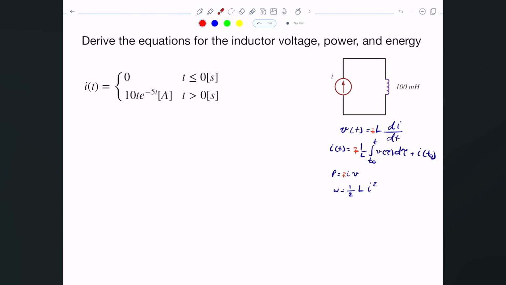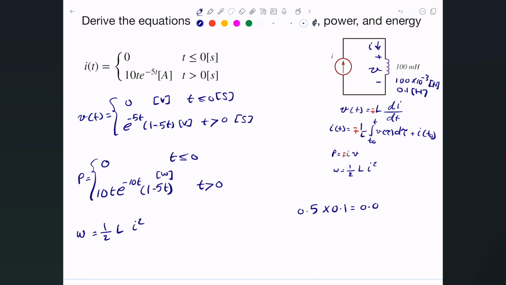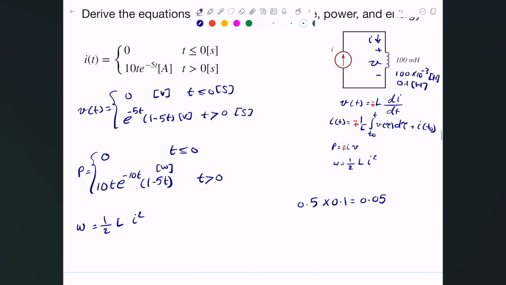How about the energy? W is simply one half of L times I squared. I squared also has ranges, so we first figure out what half of L is. I'm going to multiply 0.5 times 0.1, which is simply 0.05. Then 0 squared is just 0 for t less than or equal to 0. For more than that, we multiply 0.05 times 10 t e to the negative 5t, and the whole thing squared, for t greater than 0.